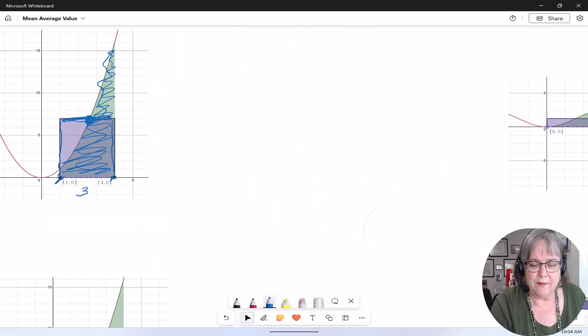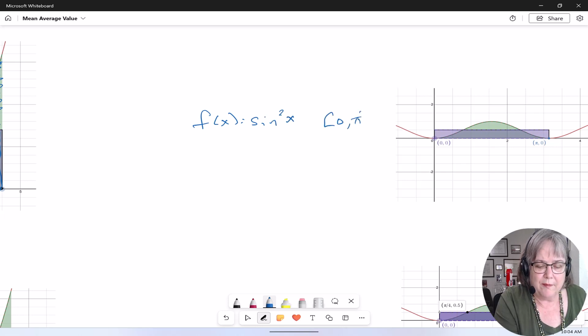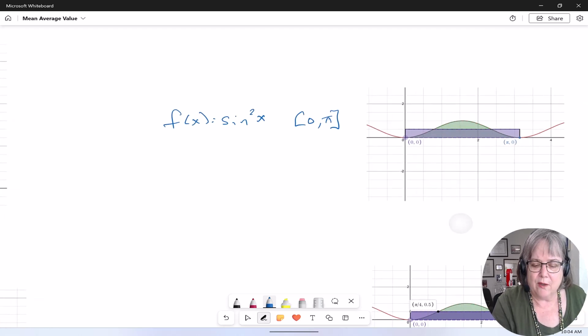Let's do one more, and then we're going to do a story problem. So what if I want the average value of f of x equals sine squared x from 0 to pi? So there's my figure. Here I'm going from 0 to pi. This is my area underneath the curve. And I want to replace it with a nice rectangular area, because maybe that would be easier to work with. So I'm trying to replace it with this down there.